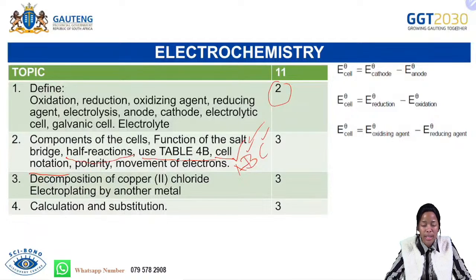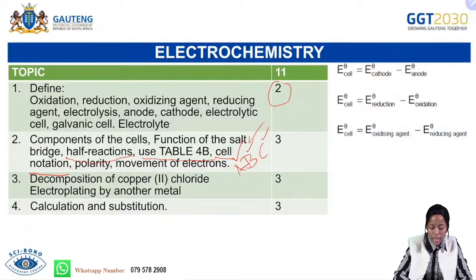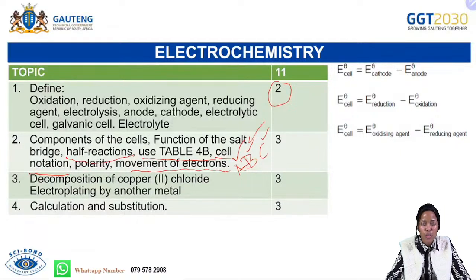Next we have the polarity. You should know the electrodes: for a galvanic cell, is the anode the positive one, or is the cathode the positive or the negative one? As well as for the electrolytic cell, you should know the polarity. And you should know the movement of the electrons: are the electrons moving from the anode to the cathode, or from the cathode to the anode? Very, very important.